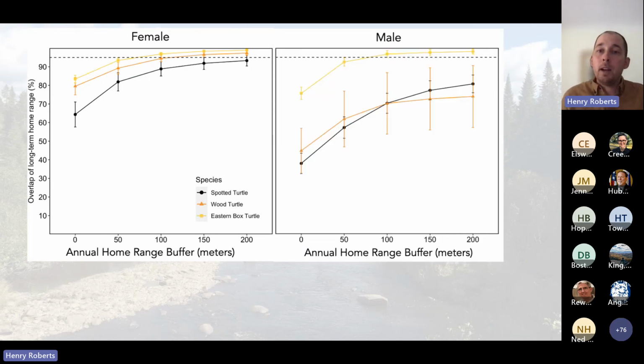And if we look at males, we see a similar pattern for eastern box turtle, but for males, although it has the same kind of overall arch to it, it's generally lower. Although at the 200-meter buffer, we do still see relatively high, greater than 70% overlap for the male, suggesting that they are still sticking in the surrounding landscape, but they do shift their space use over time, as our previous results suggest.